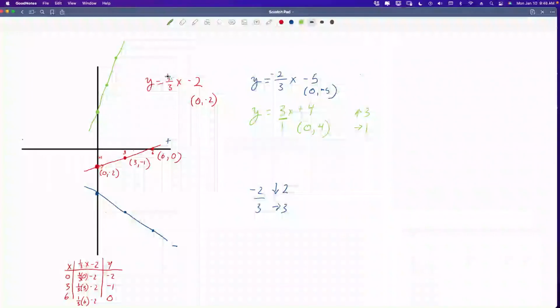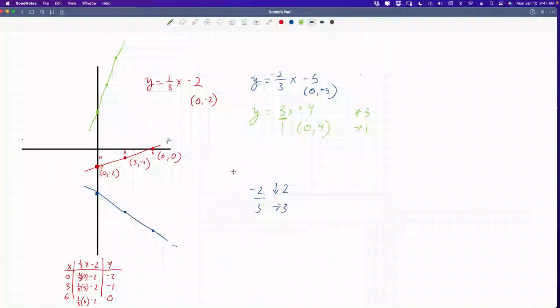And you move that many places up or down on the y-axis, and then you move this many spaces to the right, and it is always to the right. The denominator is always positive, so you're always moving towards the positive side of the x-axis. So that's to the right.